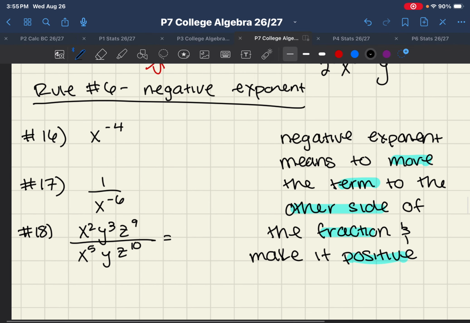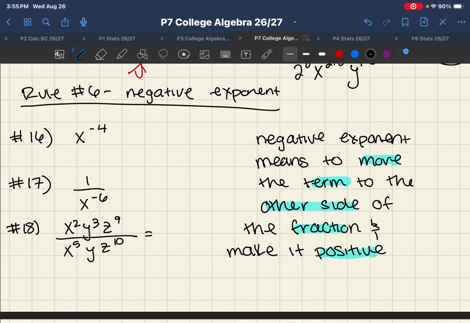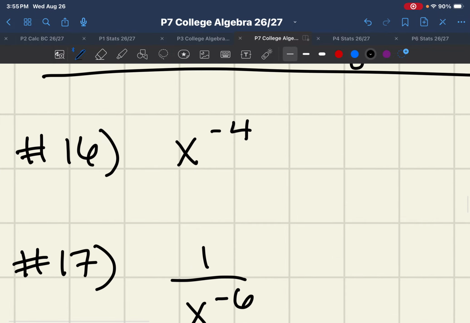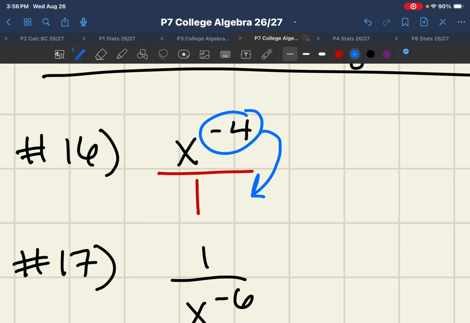Okay, last rule. Rule number 6 is the negative power rule. If we have a negative exponent, that means to move the term to the other side of the fraction and make it positive. So for example, on number 16, we have x to the negative 4th power. We need to first turn this into a fraction by writing it over 1. Then I'm going to grab that exponent, and with its base, I'm going to move it down so it's positive. So this becomes 1 over x to the 4th power.